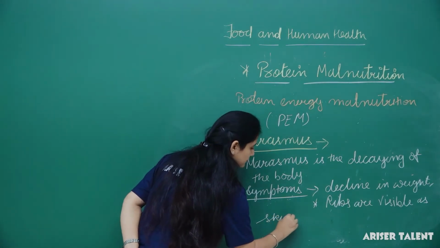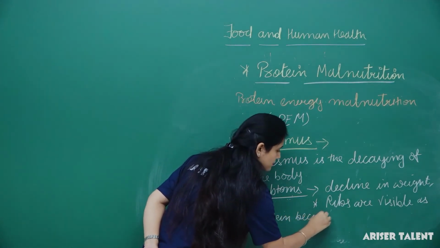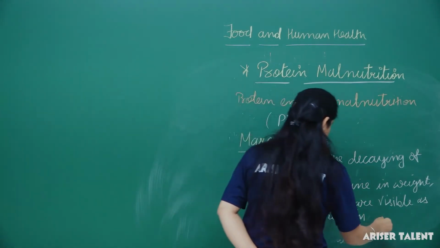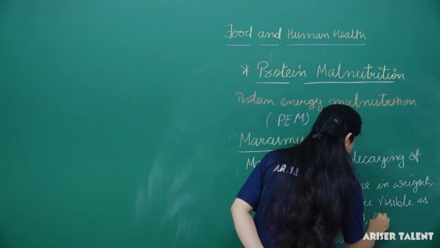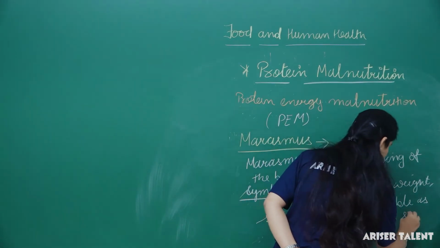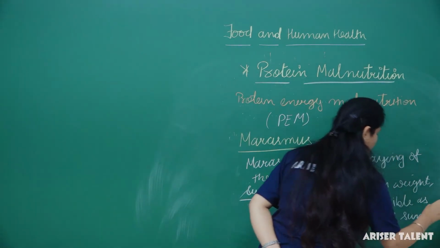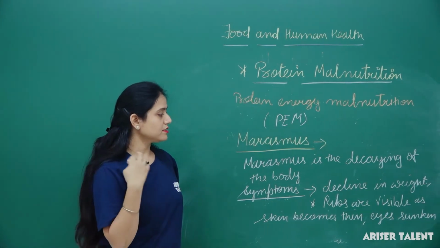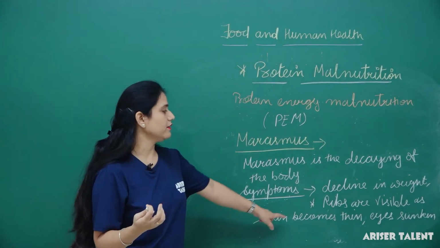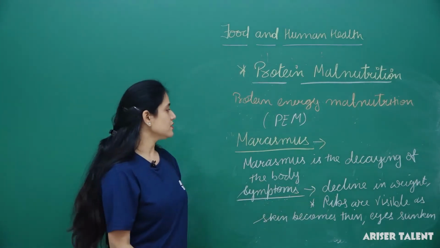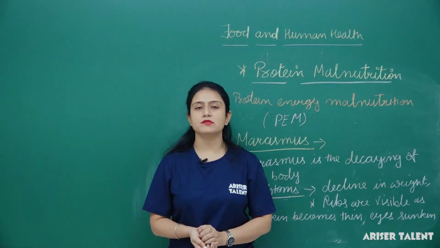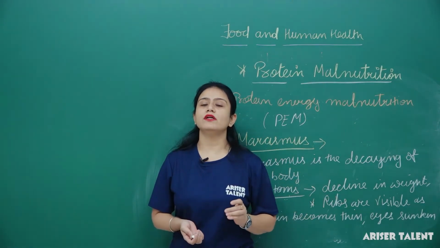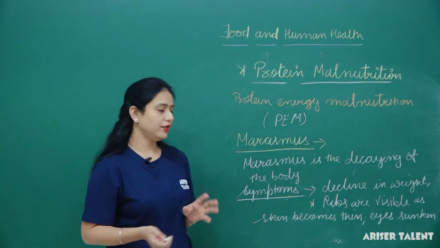Skin becomes thin. Here we must mention eyes sunken. Eyes are sunken because muscles are not building. So this is the reason that the ribs are visible as well as eyes are sunken. So these are the symptoms of marasmus in which the decaying of the body takes place. Now we will talk about mineral malnutrition.